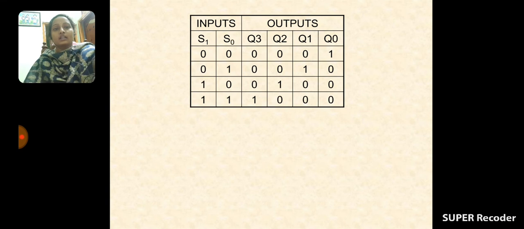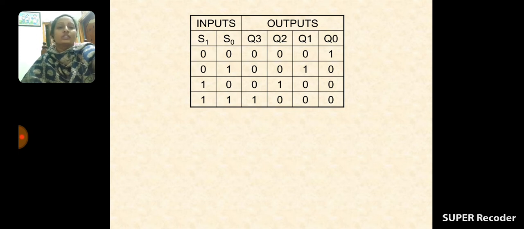If these are 0 and 1, only Q1 is enabled, Q0, Q2, Q3 are disabled. If S1 is equal to 1 and S0 is equal to 0, only Q2 is enabled and the remaining Q3, Q1, Q0 are in disabled condition. And if both are high, only Q3 is enabled and the remaining are in disabled condition.